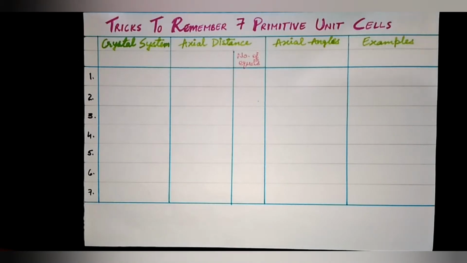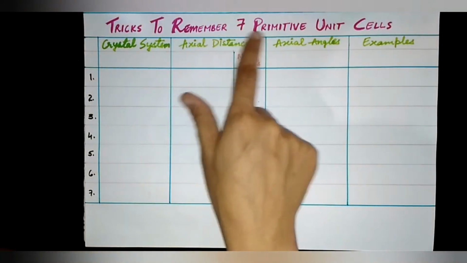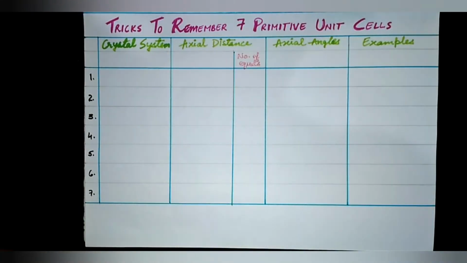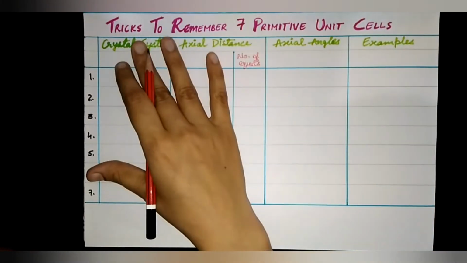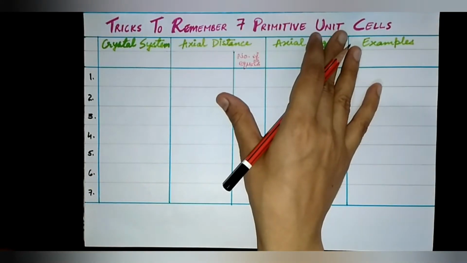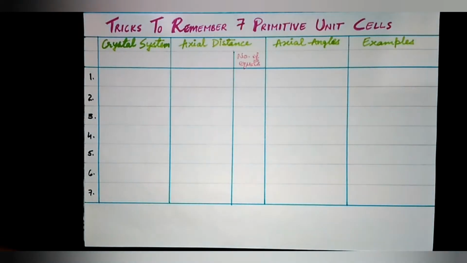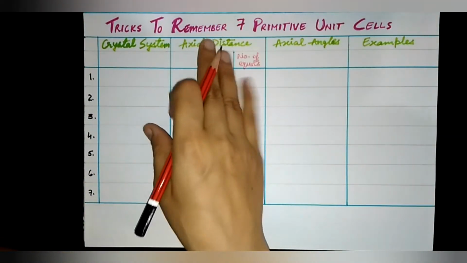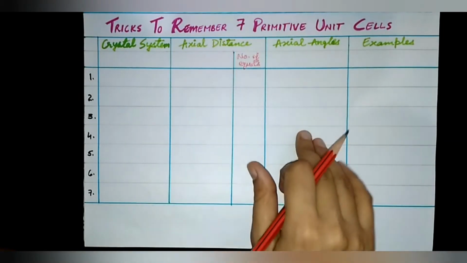Friends, in this video we will discuss tricks to remember the 7 primitive unit cells. As you know, in class 12th you must have studied solid state, and in that we come to know about different crystal systems and also their axial distances and axial angles along with their examples. Here I will tell you a very simple and easy way to remember these crystal systems and how to remember their axial distances and axial angles.